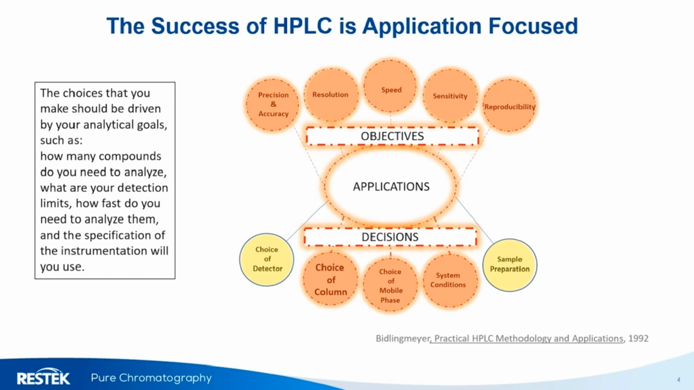And those objectives require you to make decisions. Decisions like the choice of detector that you're going to use or the sample preparation technique that you will use. We won't be focusing much on those today, but we will be looking more towards the analytical chromatography that you're going to be needing in order to achieve your objectives. And those things come with other choices, the choice of column, the choice of mobile phase, the system conditions that you're going to use in order to achieve these. And those choices should be driven, again, by those analytical goals.